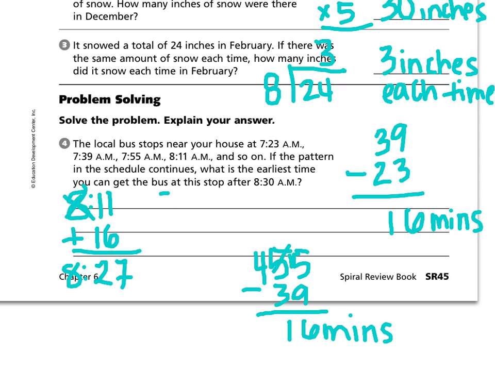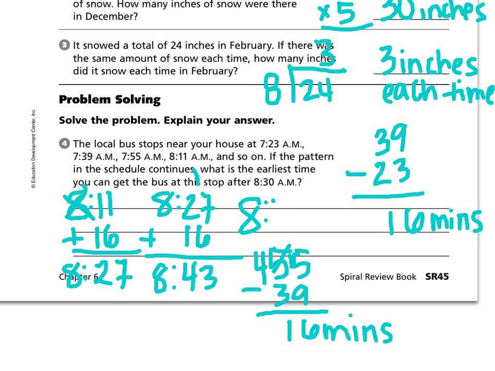So I need to take 8:27 and I need to add 16 to it in order to get the next time. So I have 7 plus 6 is going to be 13, carry the 1. 1 plus 2 plus 1 is 4. And I know that it's still 8 a.m. At 8:43, that's the earliest you can catch a bus after 8:30 a.m. Make sure you have all of your work in order to explain your answer.